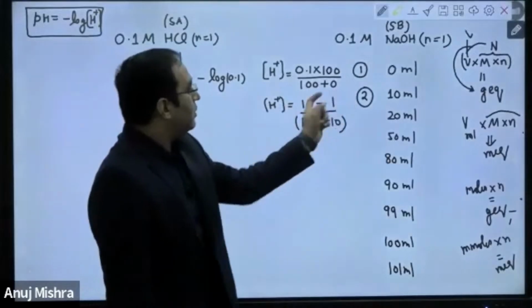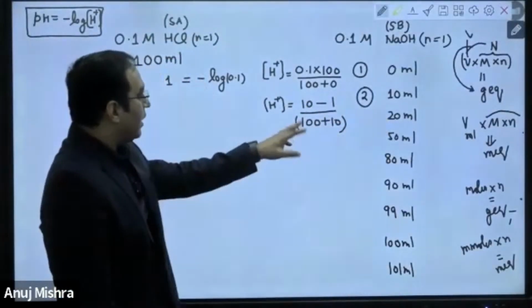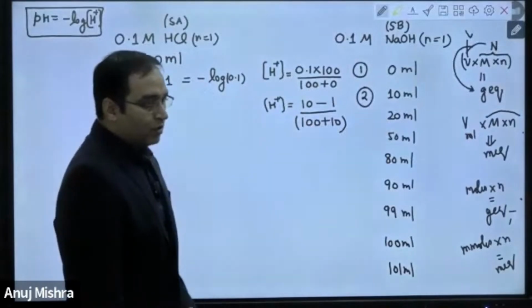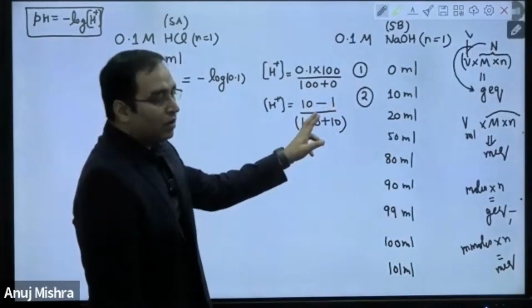What will be the next one with this logic? With 20 ml, can you tell? Just tell, then write later. What will be the answer for the next one? 10 minus divided by? Very good.